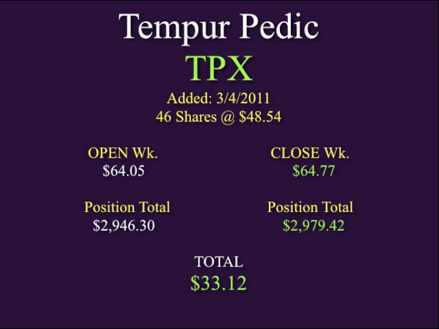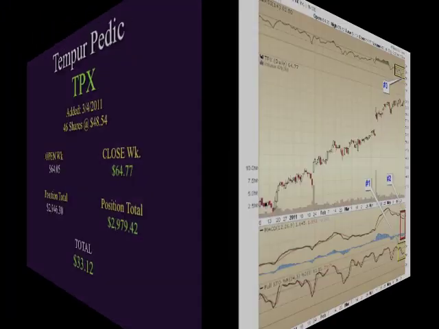And Tempur Pedic, it just continues to perform week after week, starting out here at $64.05, closing at $64.77. Started out with $2,946.30, closed with $2,979.42, total gain $33.12. Let's look at the chart.